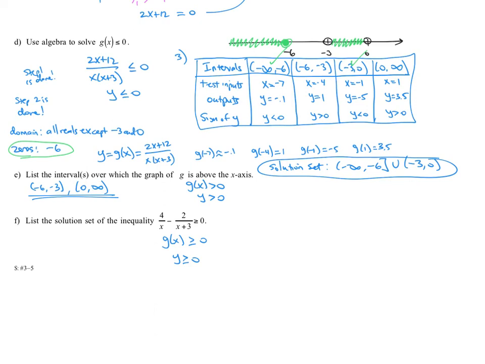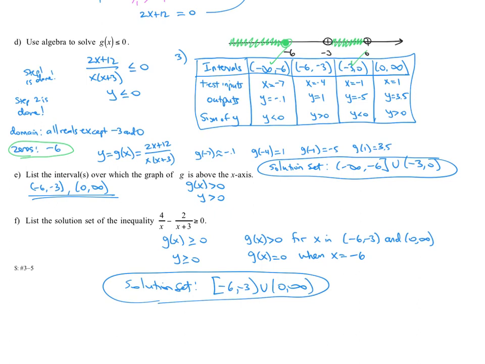g of x is greater than 0 for the two intervals we found in part E, and g of x is equal to 0 for the 0, negative 6. So just put those together and we can write our answer. Since negative 6 is included in the answer, we put a square bracket around the negative 6 instead of a round parenthesis. So the solution set is this. And we're finished with lesson 21.